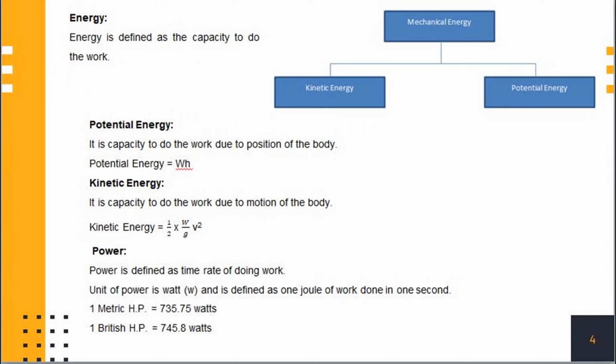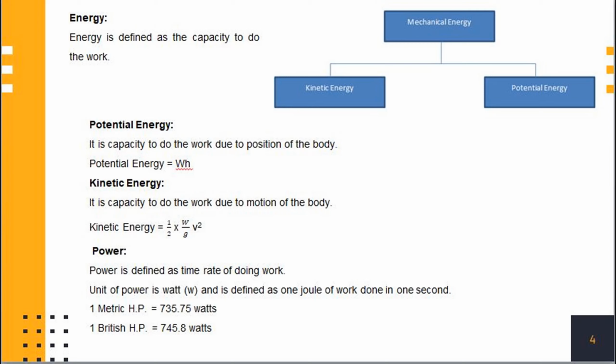Energy. Energy is defined as the capacity to do work. There are many forms of energy like heat energy, mechanical energy, electrical energy and chemical energy. In engineering mechanics, we are interested in mechanical energy. This energy may be classified into potential energy and kinetic energy. Potential energy is the capacity to do work due to the position of the body. Suppose a body of weight W is held at height h, then the potential energy of that body is equal to W into h, or in terms of mass, potential energy is equal to mgh.